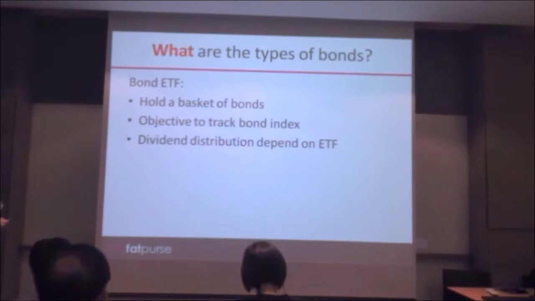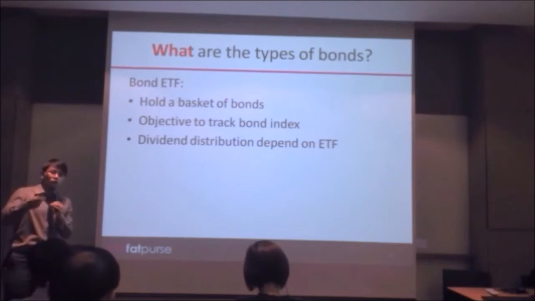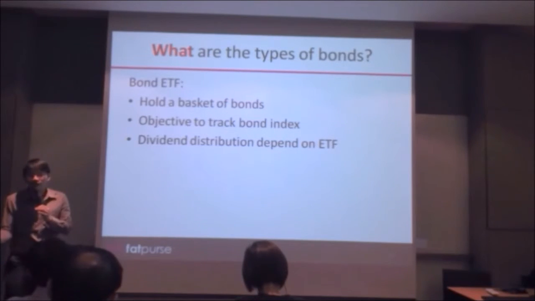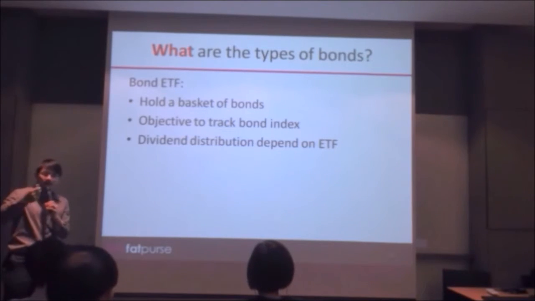Dividend distribution or coupon distribution depends on the ETF. Because they hold a basket of bonds, some of these bonds distribute once per year, some distribute 4 times a year. So what the ETF does is lump them all together and decide whether to distribute to you quarterly or semi-annually.